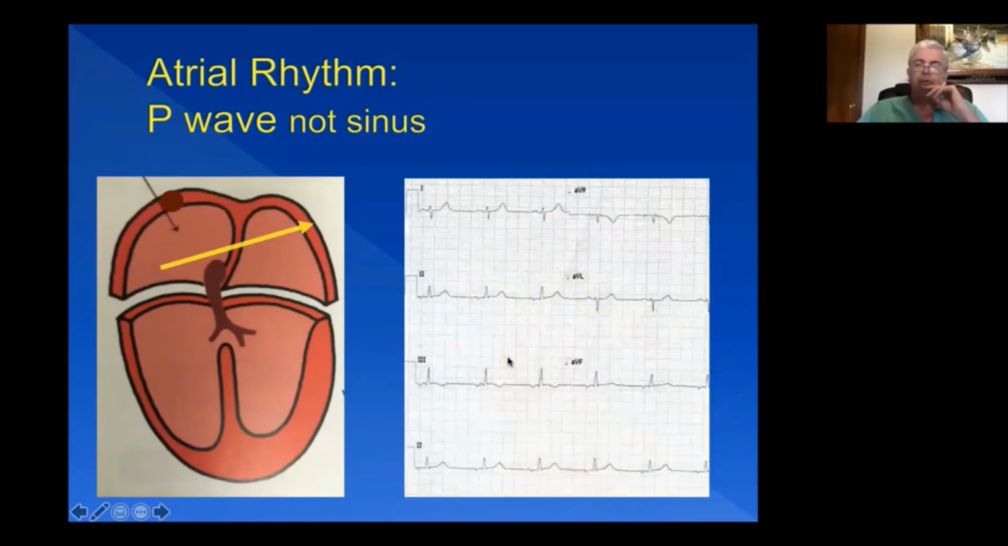So, as a rule, once again, let's look at this ECG quickly. Narrow QRS, supraventricular. Options are sinus, atrial, or junctional. To be sinus, it has to be positive in lead 1 and positive in lead 2, and it's not. So it's not sinus. The option left is atrial.